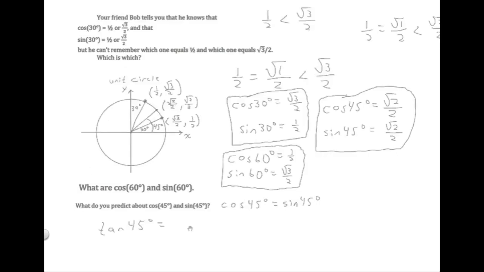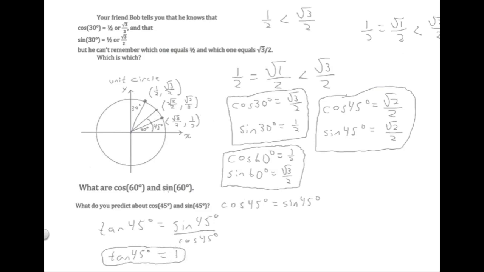So it should be obvious here that this would be sine of 45 degrees over cosine of 45 degrees. And because of the symmetry, since 45 degrees is halfway between 0 and 90, the x-coordinate and the y-coordinates would be the same. The sine and the cosine would be the same. And when you put the same number on the top and on the bottom of a fraction, you get 1. So the tangent of 45 would be 1.